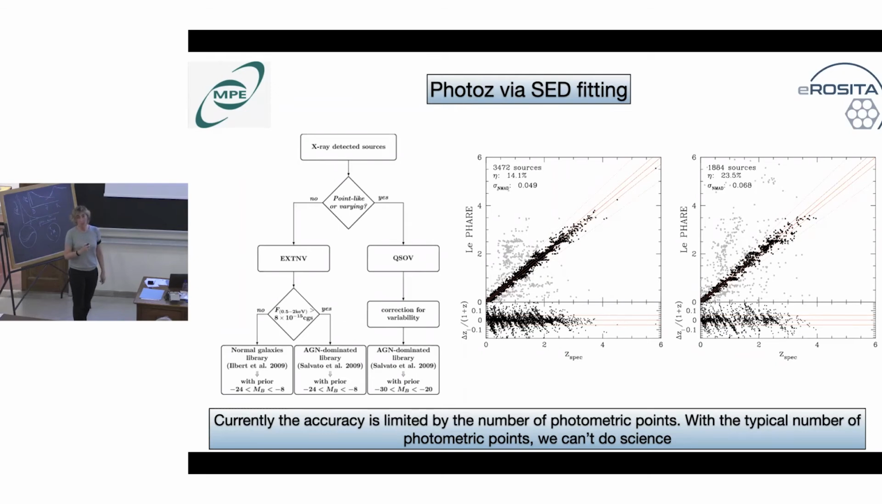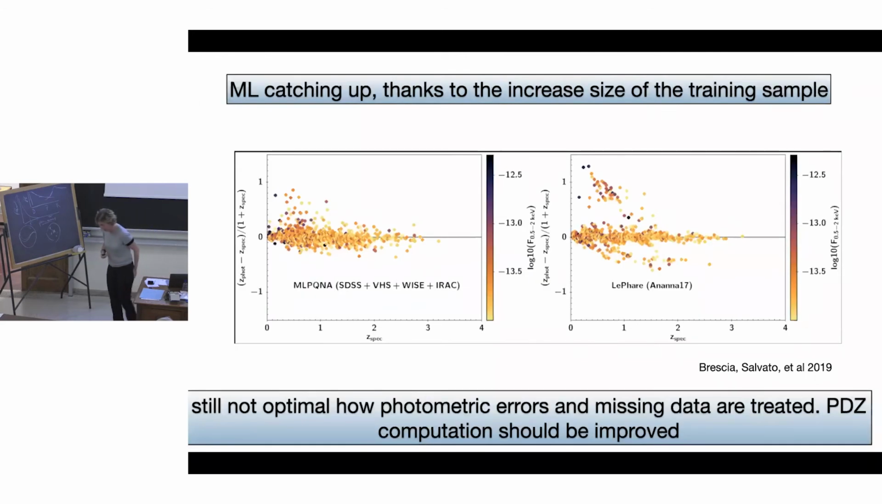So now the question is, is there a way for me to improve my results with the limited amount of information? Or have I reached the end of the exercise and say, as long as people are not going to give me other photometric points, there is nothing I can do. And in order to understand better, what we are trying to do now is working with machine learning, to try to understand the limitations. Machine learning seems to work.